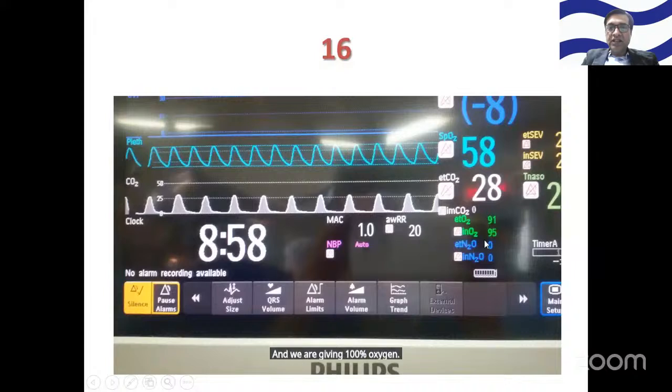The ETO2 is 91, inspired oxygen is 95, so almost 100% oxygen we are giving to the patient. There is no rebreathing, FiCO2 is 0, right? The saturation you have to ignore because it's a tet patient. 8:58 is our usual induction time. So what could be the diagnosis? Any guesses? Okay, let me come to it.